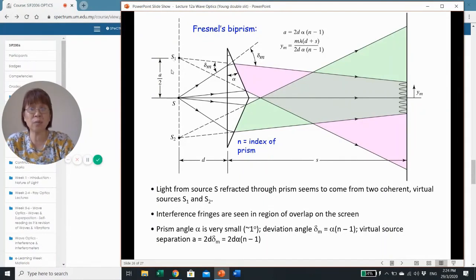The distance from here to here would be a, so this is a over 2. And this will be a very small angle of inclination. At the portion where the two beams overlap, that's where you will see the interference pattern.